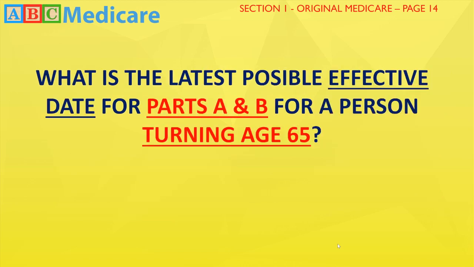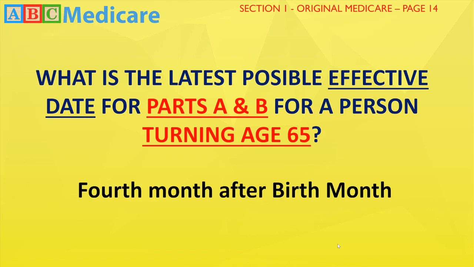So what's the latest possible effective date for a person enrolling in Part A and B that's turning age 65? That would be the 4th month after their birth month, because the 7-month window would have run out, and so that's the latest that it could start.